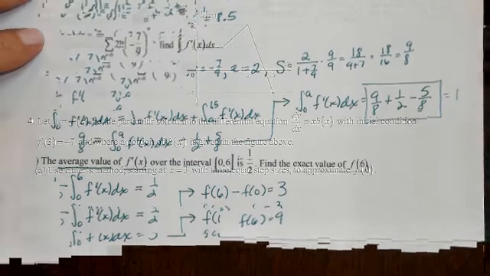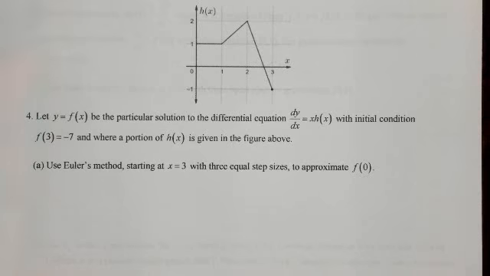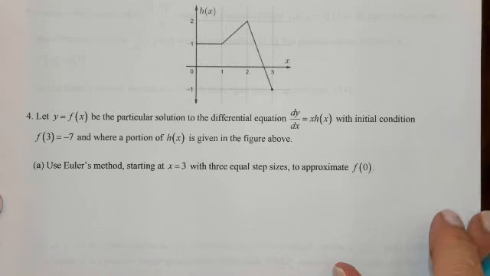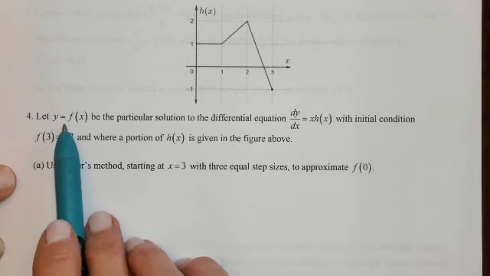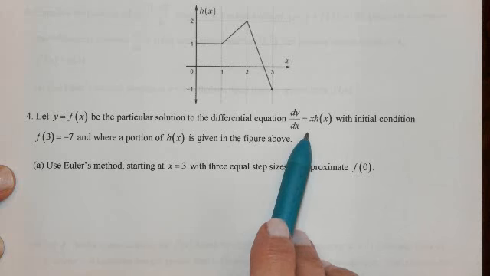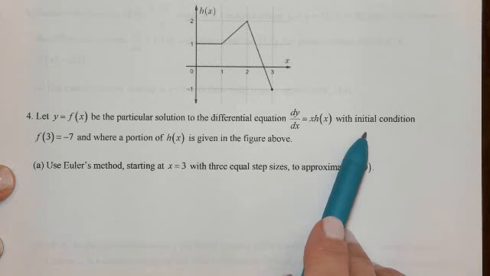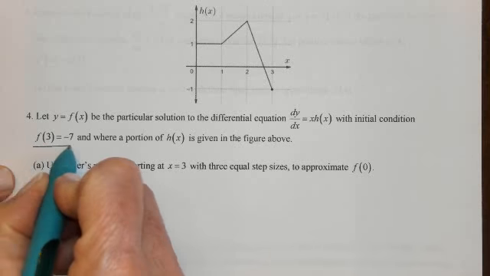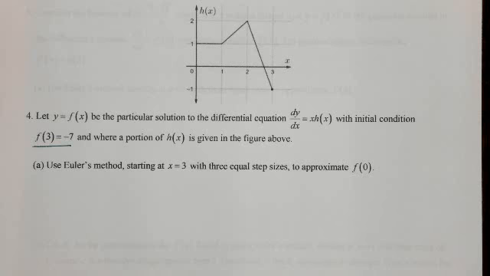Okay, let's take a look at number 4 here. And number 4, it's just 2 problems, but they're both good problems here. And it presents things in a little bit of a different way. It says let y equals f of x be the particular solution to this differential equation with initial condition f of 3 is -7, where a portion of h of x is given in the figure above.